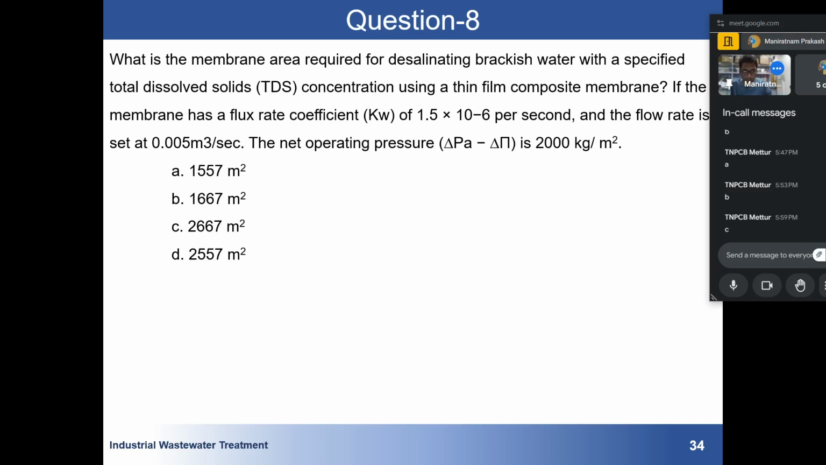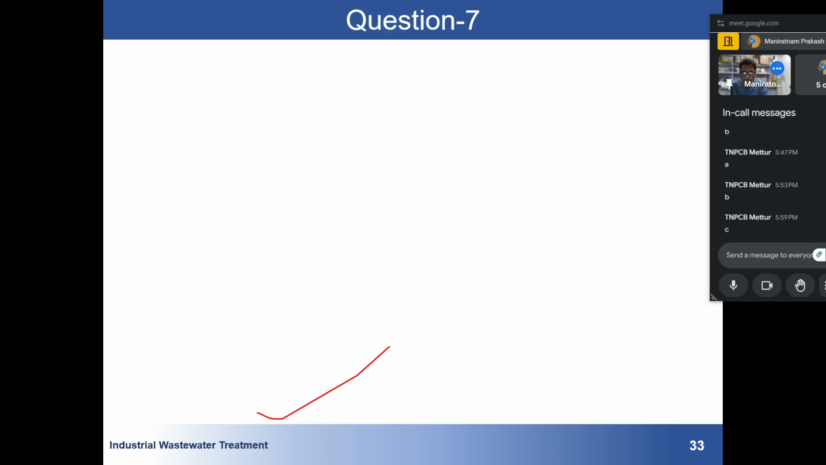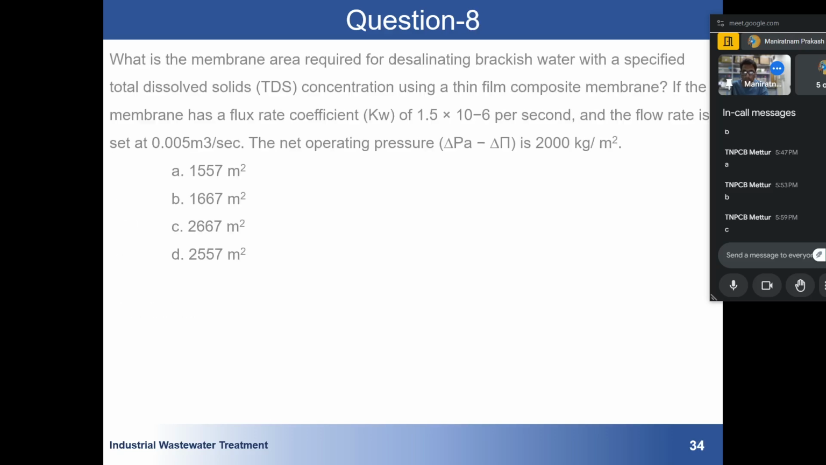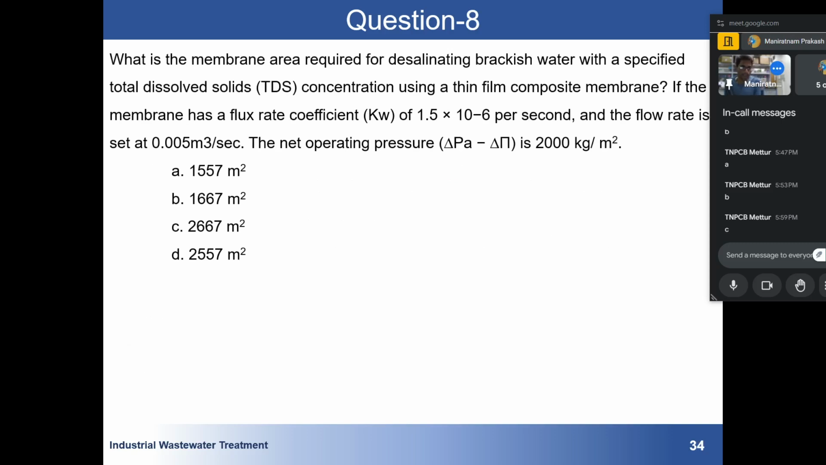No, I don't think so. Did anyone solve? This is related to osmotic pressure. See, remember whenever this sign comes, imagine osmotic pressure. Okay.